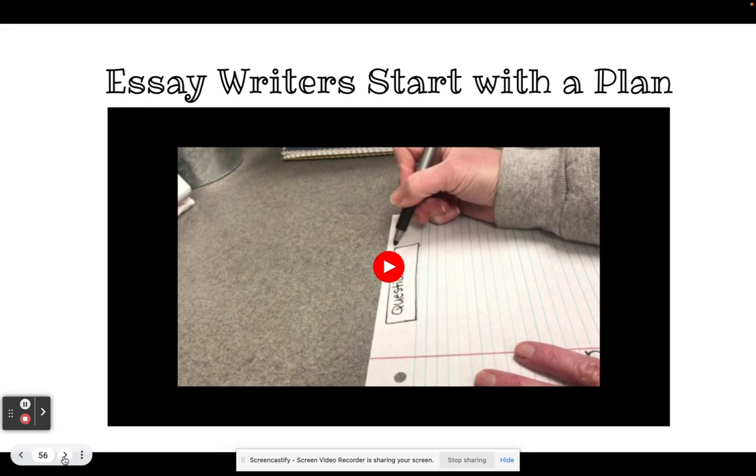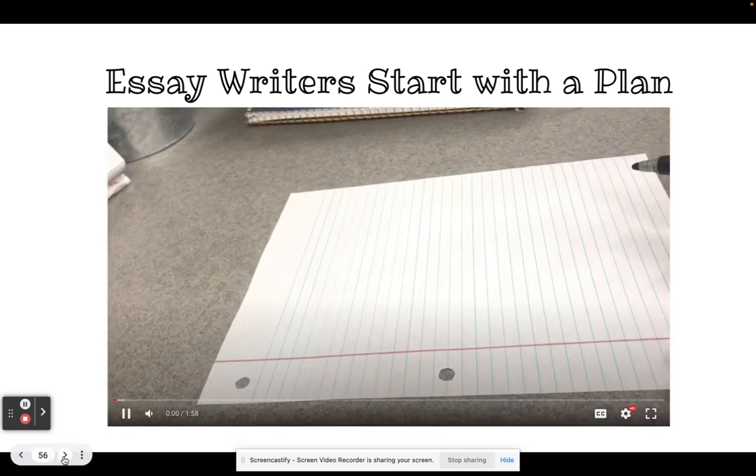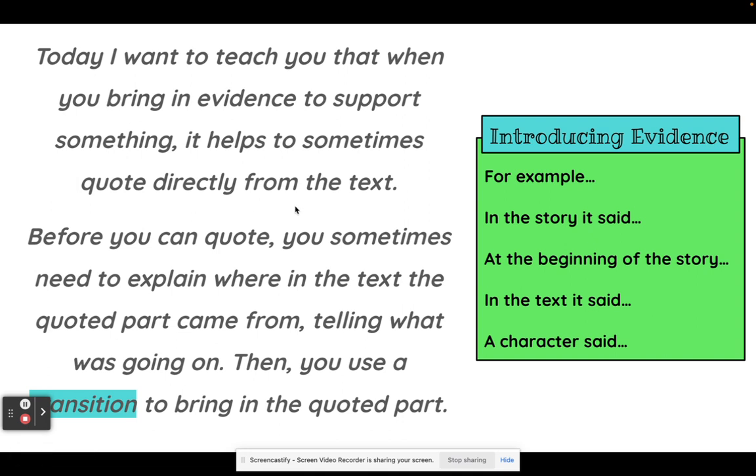So, as always, we start with a plan, right? You guys remember this planning sheet? If you don't, where do you need to go? That's right, your Google Classroom. Rewatch the video. Don't forget to always do your planning sheet. And remember, if I see you make your planning sheet and use it on test day, you get a prize. All right. We're not going to rewatch it right now.